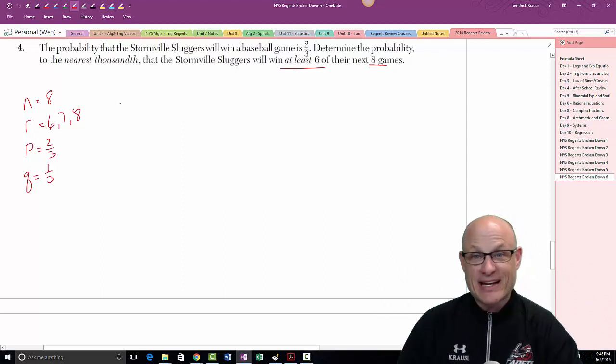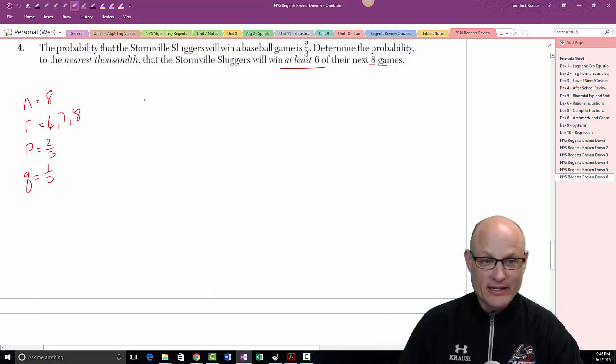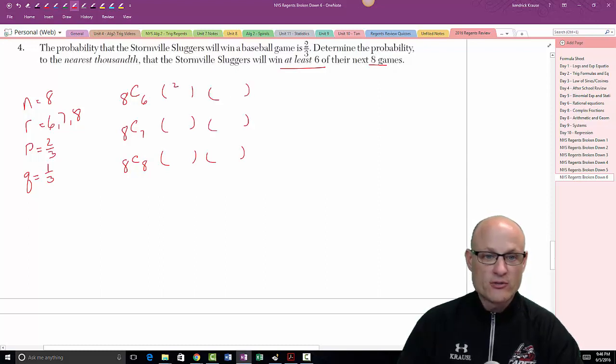We're going to have 3 equations. And thank God, because otherwise we'd have 0, 1, 2, 3, 4, 5, 6 — we'd have 7 equations the other way. That would be brutal. 8 choose 6, 8 choose 7, 8 choose 8. We're going to have 6 games won, 7 games won, or 8 games won. And then this one, of course, is the probability of losing. So 2/3, 2/3, 2/3, 1/3, 1/3, 1/3. 6 and 2, because they've got to add up to 8. 7 and 1, they add up to 8. 8 and 0, they add up to 8.